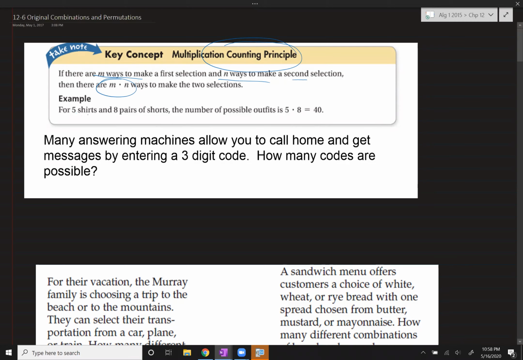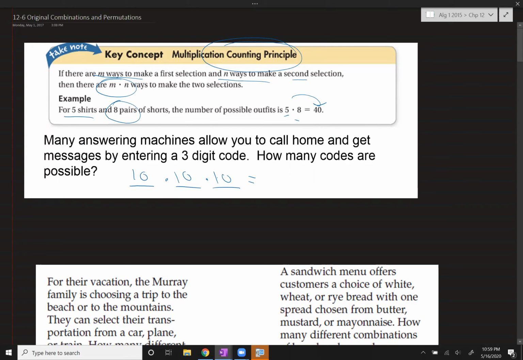So quick and dirty, 5 shirts, 8 pair of pants, 5 times 8, you're 40. Done. Okay, so my answer machine allows you to call home and get messages by entering a 3-digit code. So 1, 2, 3. Now the thing to remember is that 0 through 9 is 10 options. So if you want to call my house and break into my answer machine, that doesn't exist anymore. That's how old this problem is. But you get the idea.